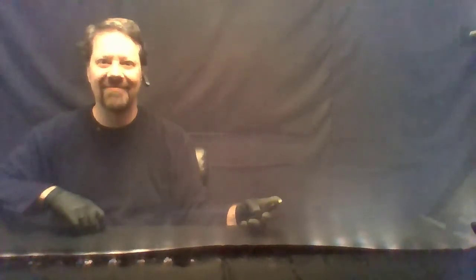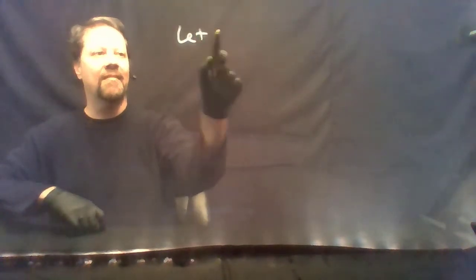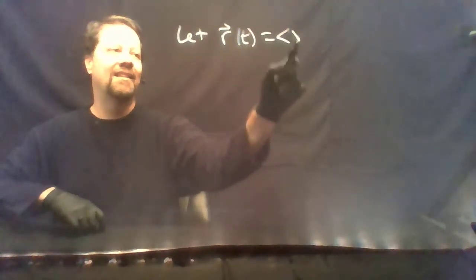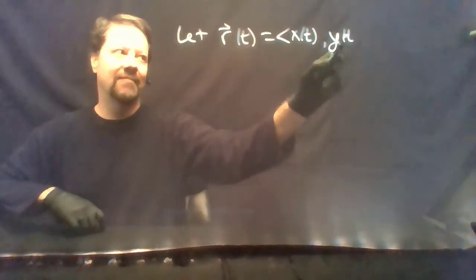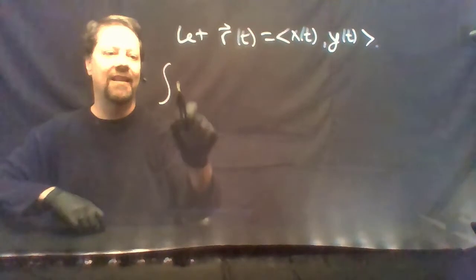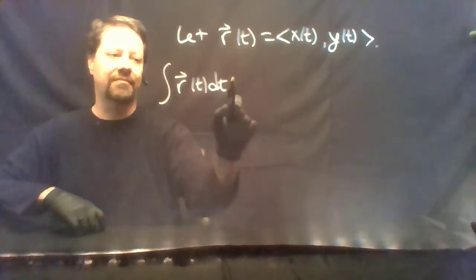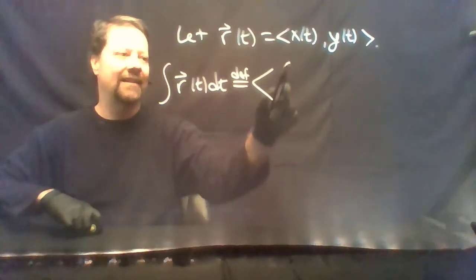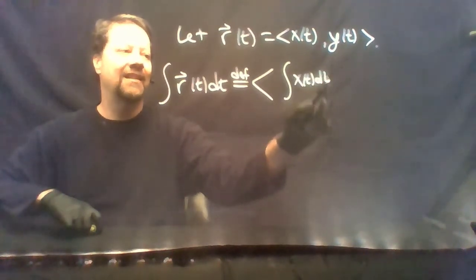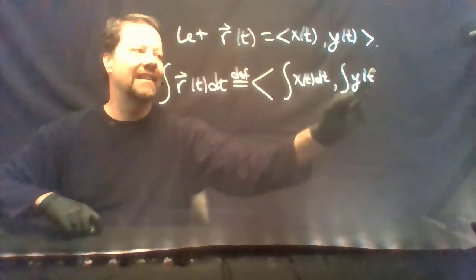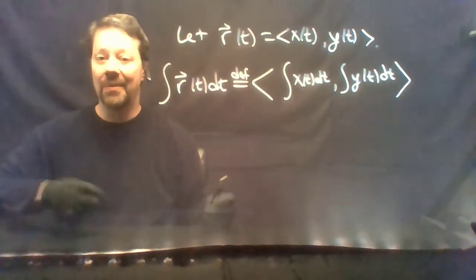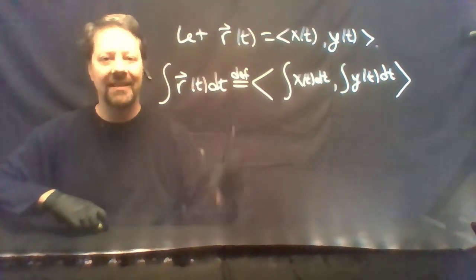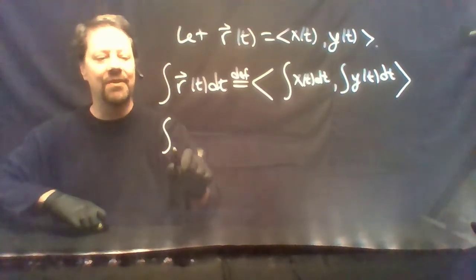So we know how to calculate limits of vector-valued functions. We know how to calculate their derivatives. How do you integrate them? Well, let's suppose that r of t is ⟨x of t, y of t⟩. Then the integral of r of t dt is, because I said so, ⟨the integral of x of t dt, the integral of y of t dt⟩. In other words, you do the same thing you did with derivatives. You integrate coordinate-wise. The same is true for definite integrals.